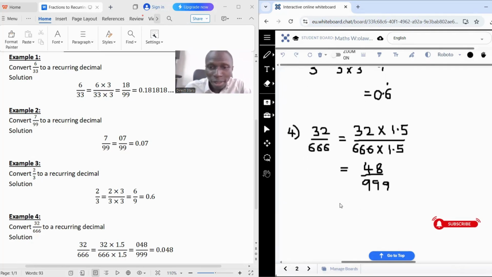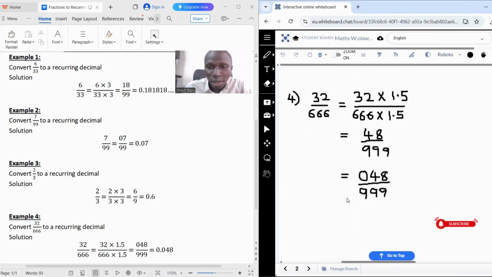So we can write 48 as 0, 4, 8. Now we have the numerator now to be 3 digits. Then we're going to divide this by 999 for us to make sure that they are the same digits. So if you want to write this now in recurring decimal, we're going to put the decimal point after 048. So we're going to have this 0, 4, 8. We're going to put a point. And then we'll have a 0.